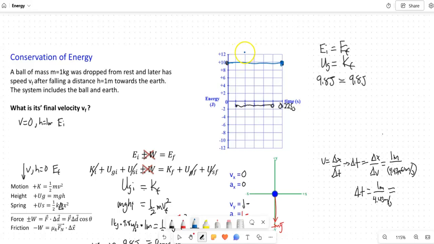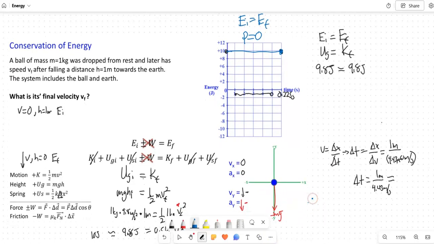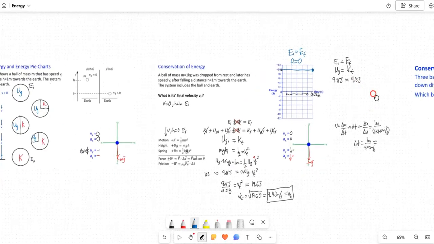The slope of this line is 0, so that means power is equal to 0, which means there's no energy entering or leaving the system. So if power is 0, then that means the energy is conserved. So an energy versus time graph is another way to double check if there are any non-conservative forces affecting your motion. And there are not in this case, since that slope is 0.